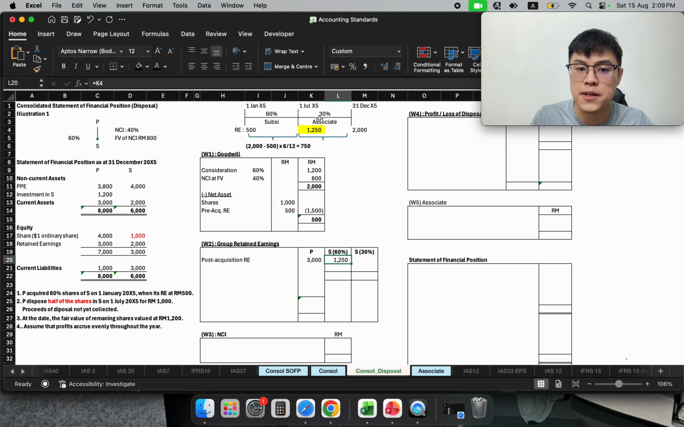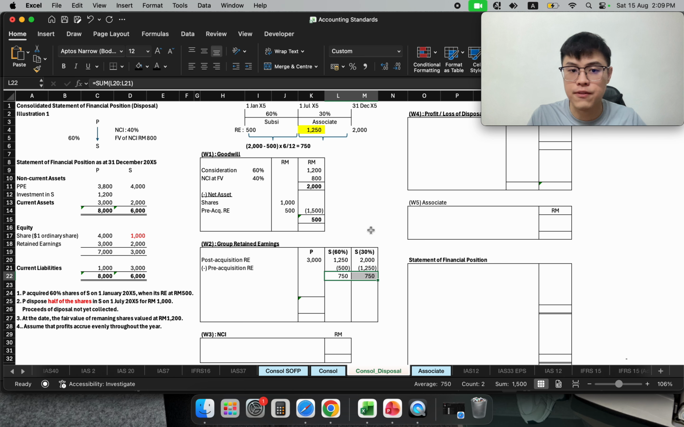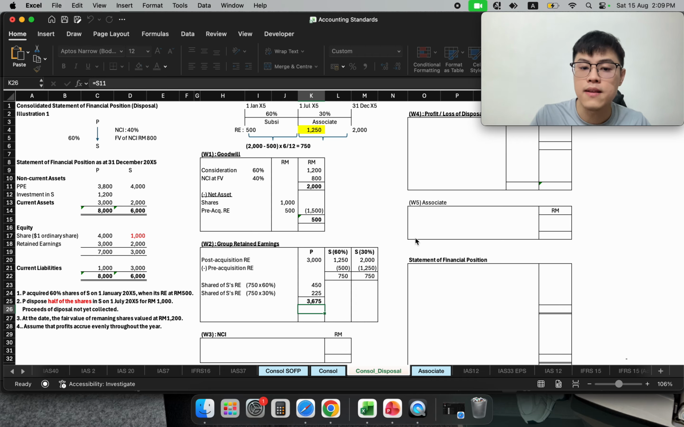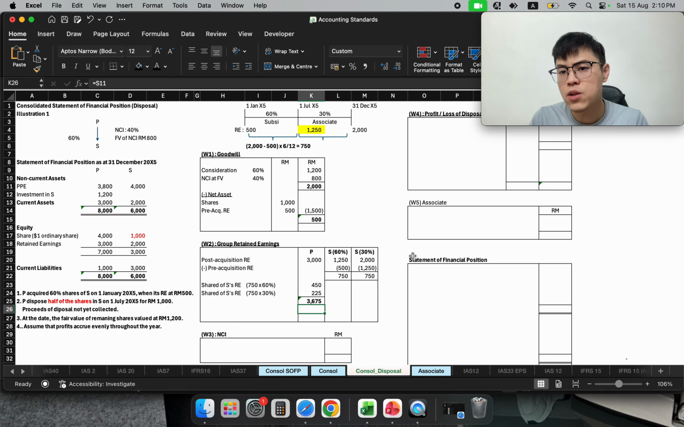And subsequently it will become an associate. For the associate, we will use equity accounting to account for our retained earnings. Therefore, the associate's ending post-acquisition retained earnings is what? 2,000. And we will need to minus the pre-acquisition retained earnings. Same thing: in our subsidiary case, this is post, this is pre, minus the 500. Associate case, this is post, this is pre, sorry. Therefore, the net amount will be 750. So we will share this 750 using the 60% for the subsidiary, and another 750 using the associate holding. You will carry at 3,675. And in here, we will need to hold on.